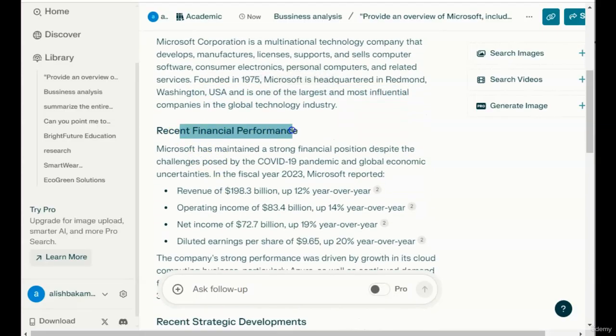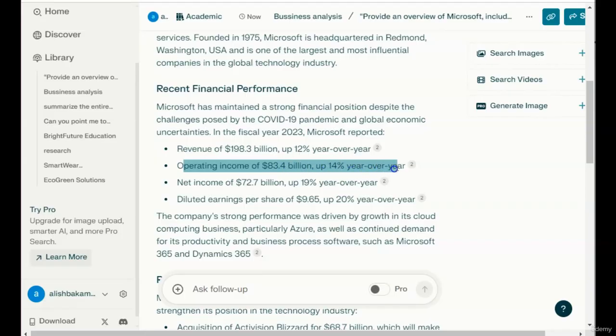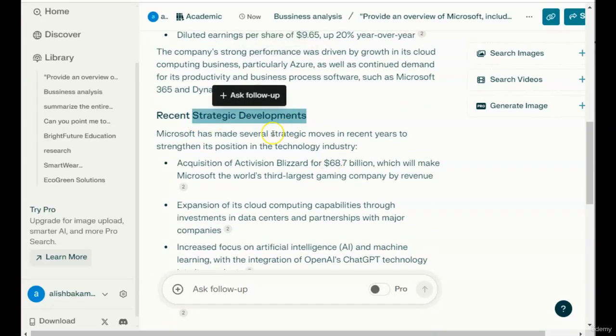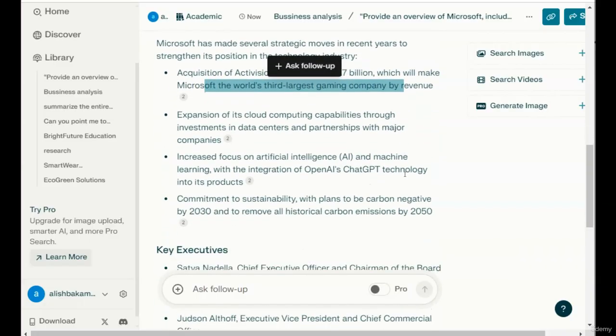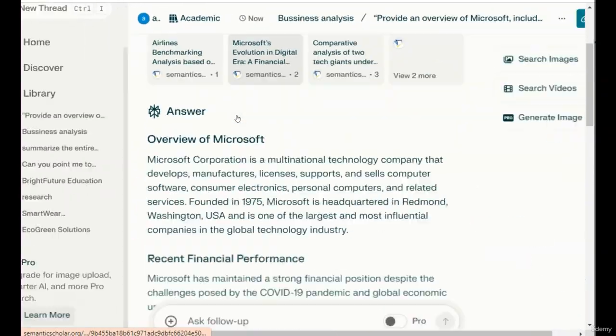Then it talks about their recent financial performance, such as a revenue of $198.3 billion, up 12% year over year, the operating income of $83.4 million, up 14% year over year, and then net income of $72.7 billion, and so on. Then it talks about their recent strategic developments, which is the acquisition of Activision Blizzard for $68.7 billion, which will make Microsoft the world's third largest gaming company by revenue. Notice it also provides us the sources from which you can match the answers.